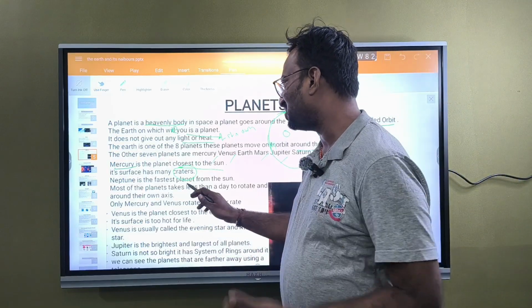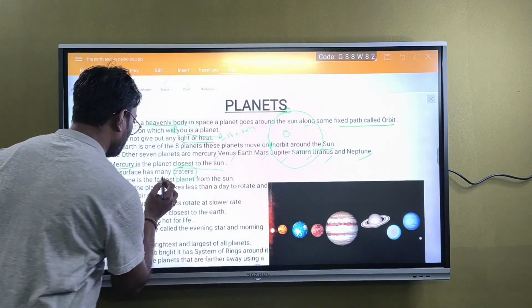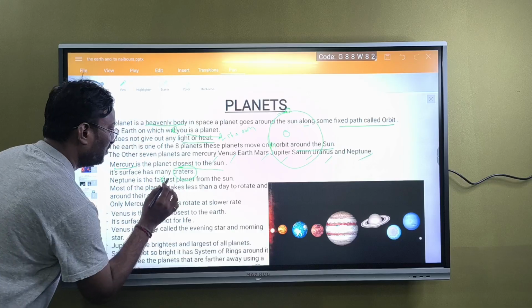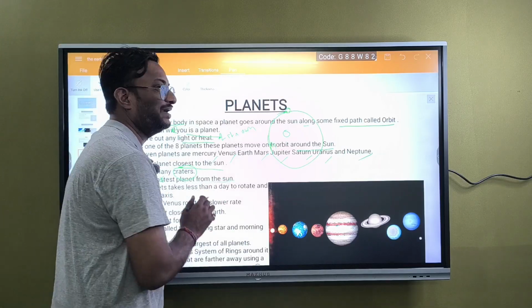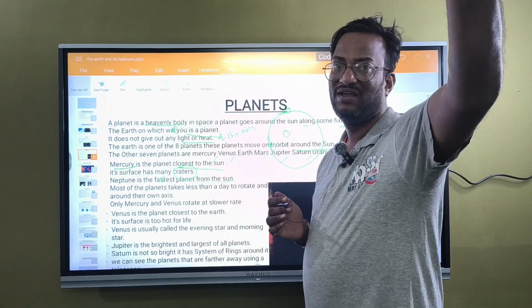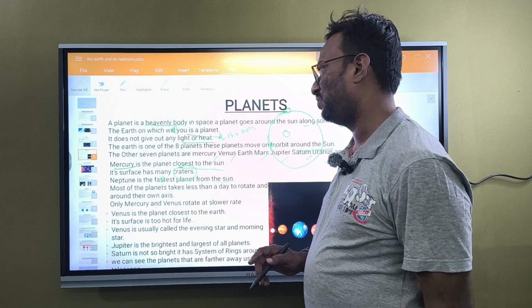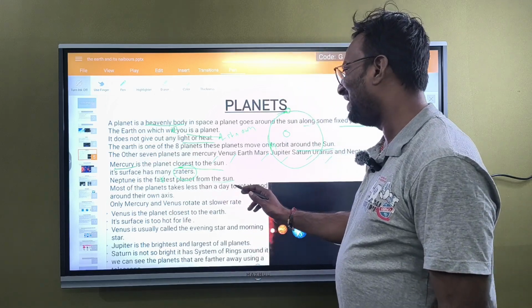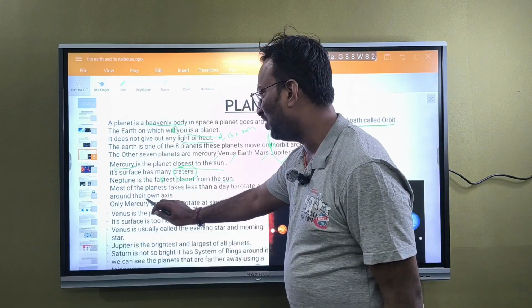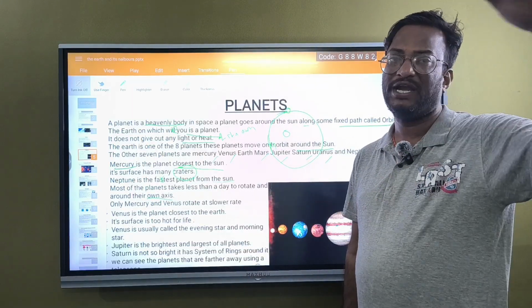Right? Neptune is the farthest, not fastest, farthest planet from the sun. From the sun, the Neptune is very long, very far away. The near planet is Mercury and the far away planet is Neptune. Most of the planets take less than a day to rotate around their own axis. Almost all the planets will take less than a day to rotate.